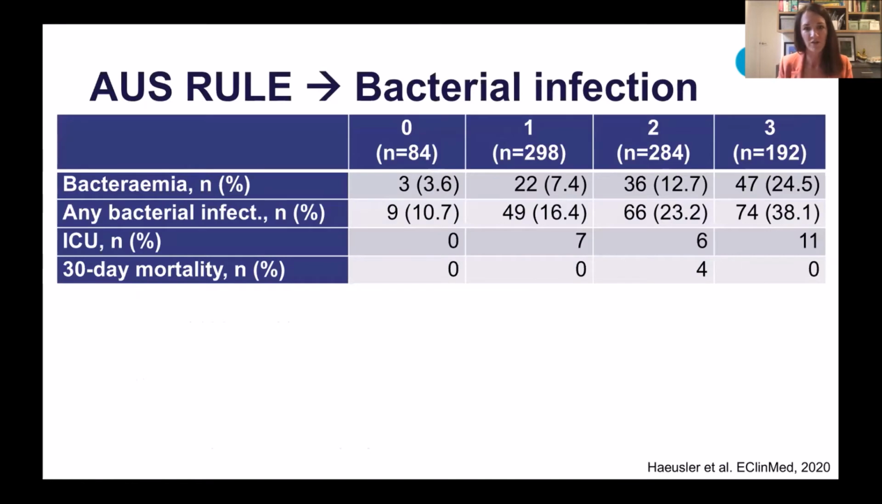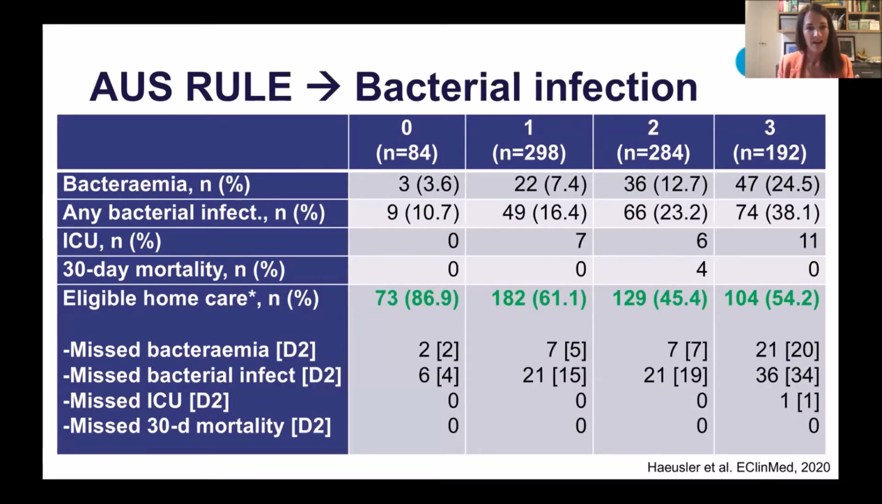So going back to that Oz rule, you can see that depending on whether you score a 0, 1, 2 or 3, there's a gradient upwards in the rates of bacteraemia, from just under 4% up to nearly 25% if you scored a 3. And hence that's really informing why we would recommend that someone waits at least 48 hours before sending a kid home that scored a 3.